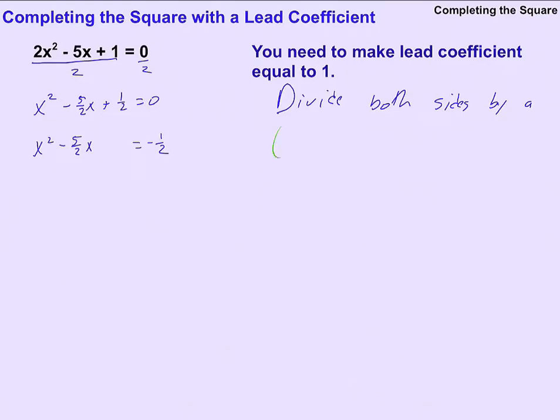We're going to take the b over 2 and square it, which in this case is negative 5 halves over 2 squared, which looks weirder than it really is. Negative 5 halves over 2 is the same thing as negative 5 over 2 times 2. Think about it this way: if you take 1/2 and cut it in half, you've got a quarter. So if you take 5 halves and cut them in half, you'll have 5 quarters, which you can square by just squaring the numerator and squaring the denominator separately. So that's what I'm going to add to both sides, 25/16.